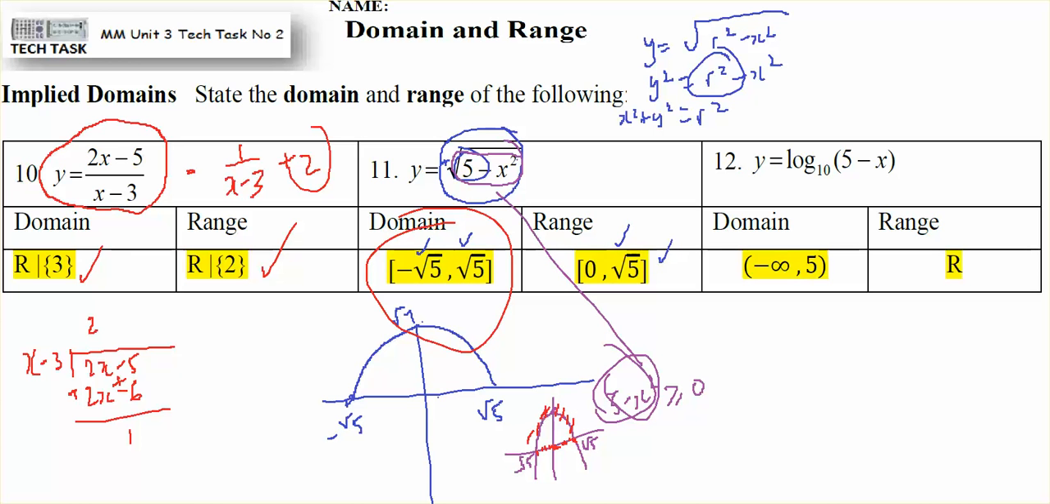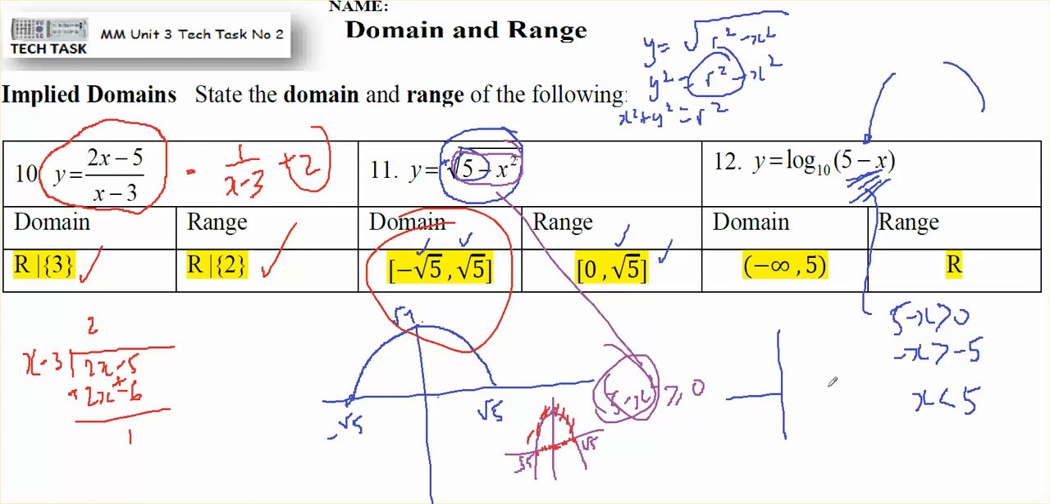And the third example is a logarithm graph. Because of the negative on the x, it shoots that way. This has to be bigger than 0, so 5 minus x has to be bigger than 0, minus x has to be bigger than negative 5, which means that x has to be less than 5. So it's over here at x equals 5, and it has this shape to it. So its domain is negative infinity all the way up to 5, but not inclusive, and the range is all real numbers. Done.